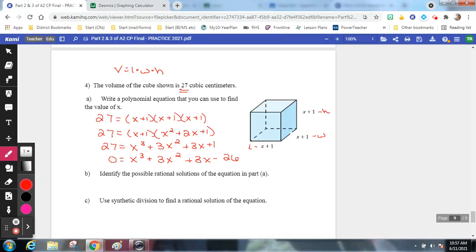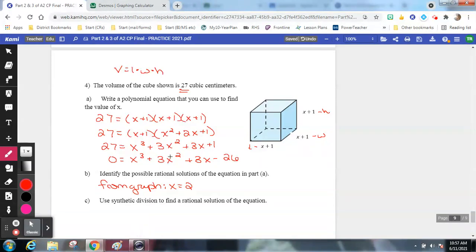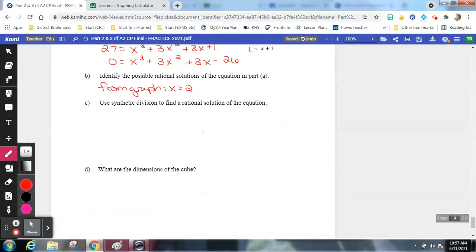So you're going to write down here from the graph. Let me fix that. There we go. So from the graph, we found x equals 2. Now there is a whole rational root theorem where we could do the first term divided and the last term, the factors divided, but that's all I really need from you. We got the graph, we know it's 2. Part C says use synthetic division to find the rational root. And it's really to prove that it's the rational root.